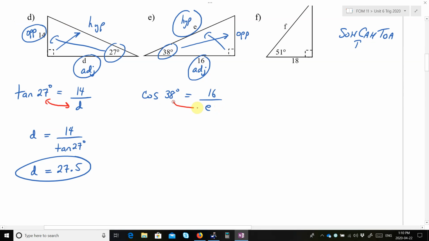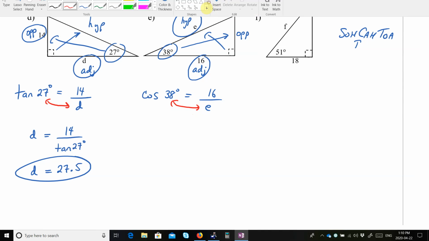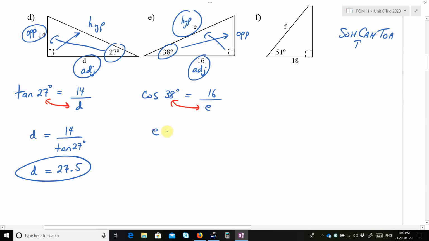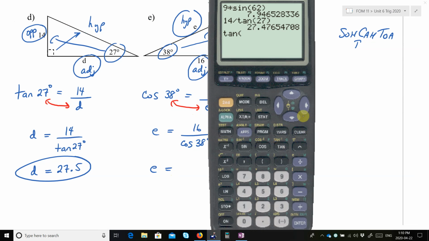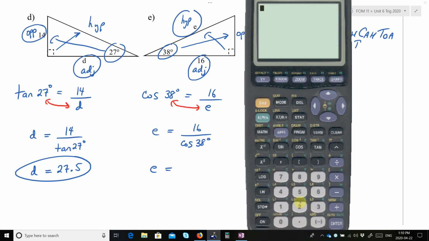And we need to get E by itself. It ends up switching like that. So E is equal to 16 divided by cos 38. And we get 20.3.